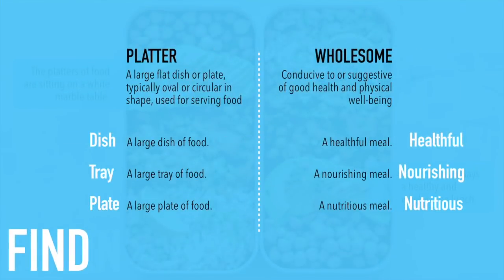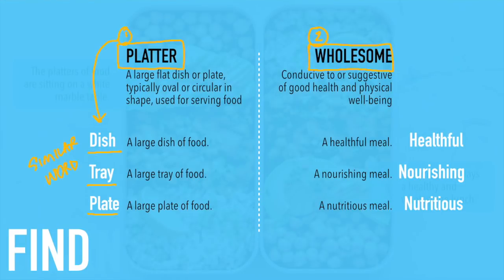Now we need to find 3 synonyms for our vocabulary word. So our first vocabulary word again was platter, and our second one was wholesome. Now we need to look at the synonyms for the first word. So here we go. We're going to go down. So our first synonym is dish, all right? Our second synonym is tray, and our third synonym is plate. Now again, remember, a synonym is just a similar word, okay?